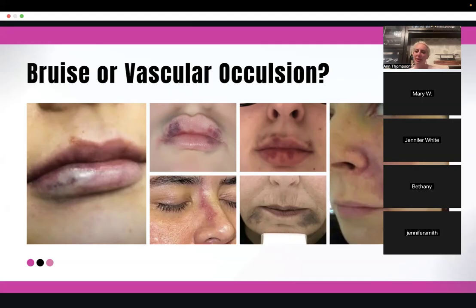What about the one right next to it? Bruising as well, very gnarly bruising. And it's around the entire lip, kind of uniform bruising. So she did bruise pretty bad, but this is just simple bruising.